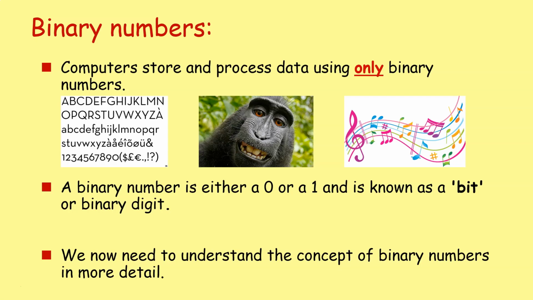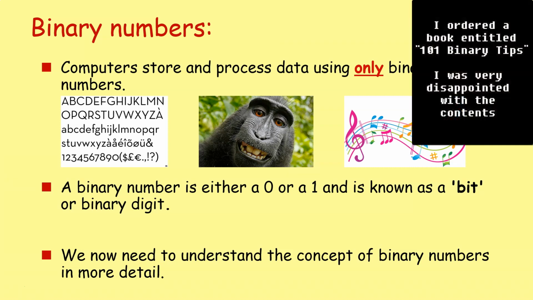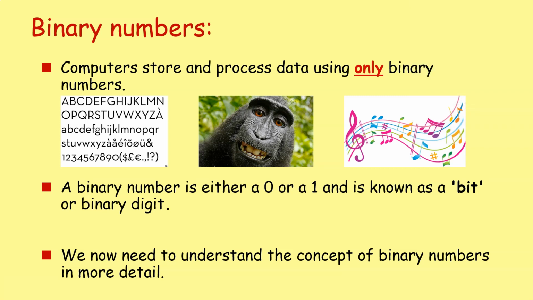One hour later. As we should remember from previous lessons, computers store and process data using only binary numbers. So it doesn't matter if it's text or images or sound or anything else, we can only store it and process it in our computer systems using ones and zeros. A binary number is a 0 or a 1, and this is known as a bit, which is short for binary digit. We now need to understand the concept of binary numbers in more detail.